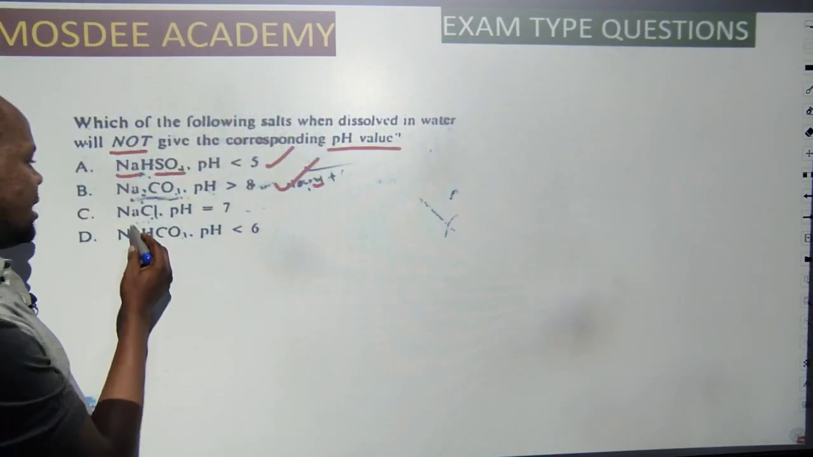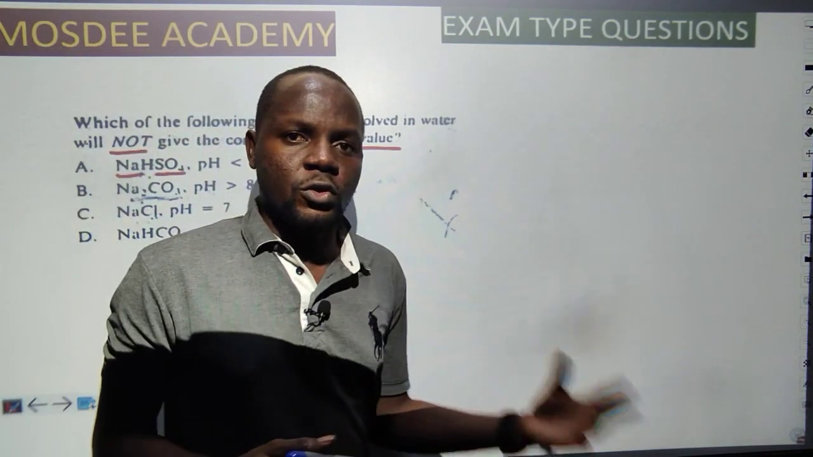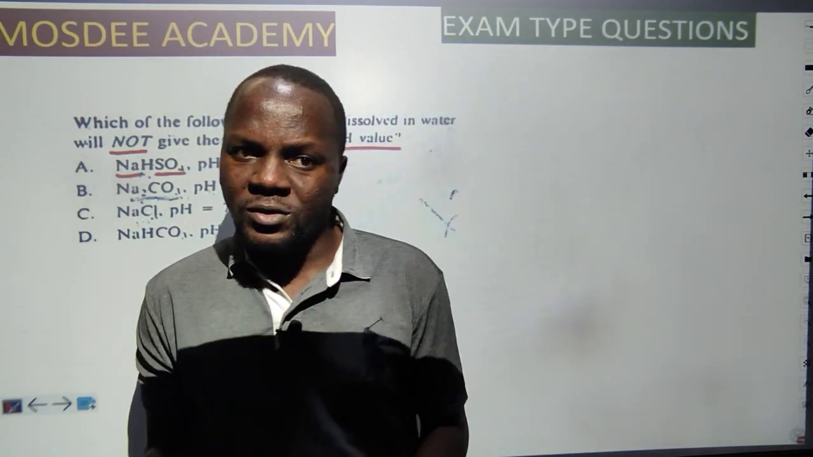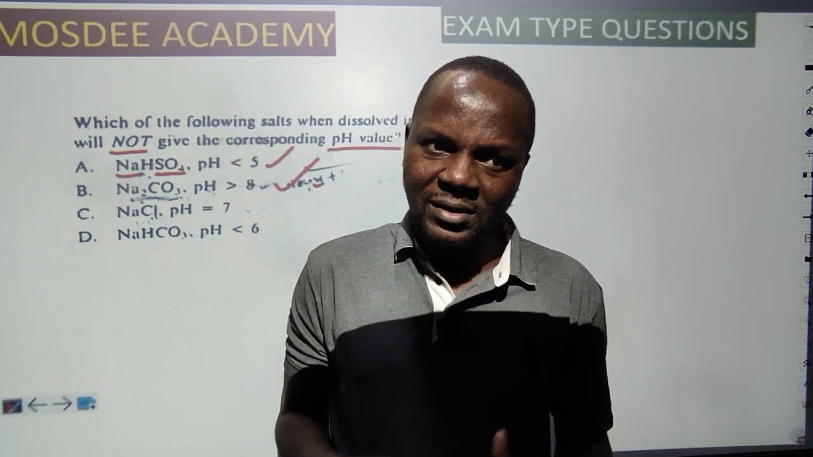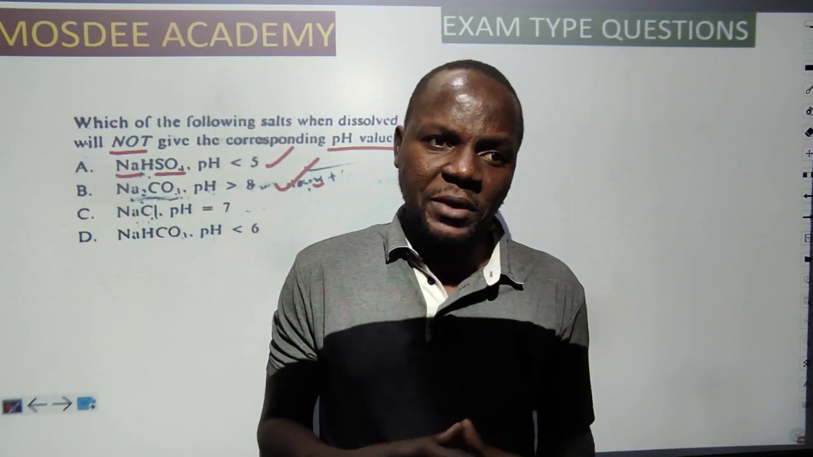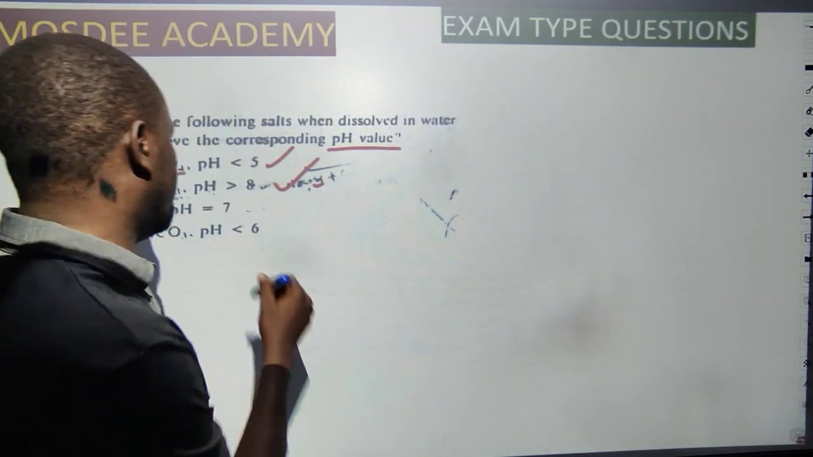Now the next one is NaCl. NaCl is from a strong acid and a strong base. How do you form NaCl? NaOH plus HCl. I hope you get that. And I told you NaOH plus HCl, that is strong acid and strong base, will give you a pH that is equal to 7. So this is also very correct.